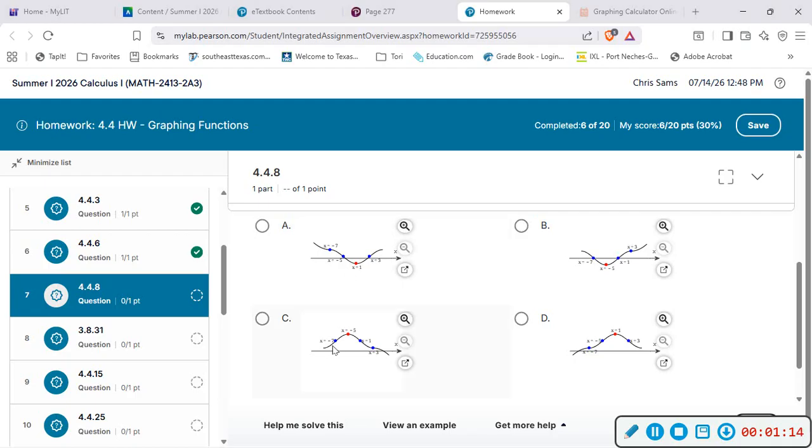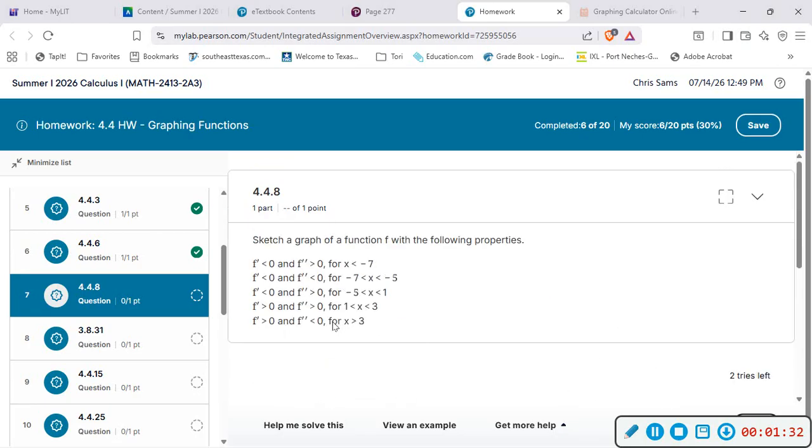C, this graph is increasing in concave up, so I would get rid of that one because it needs to be decreasing. B is decreasing, but it's concave down, opening down. And then D is increasing and concave down. So the only one that actually matches the first section is A. But let's look at one more just to verify.